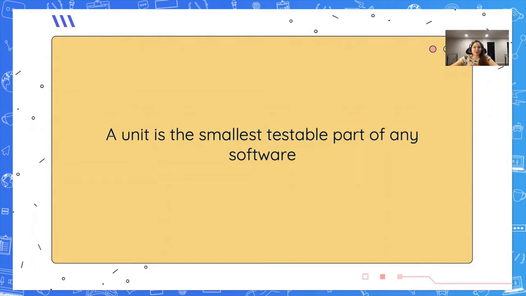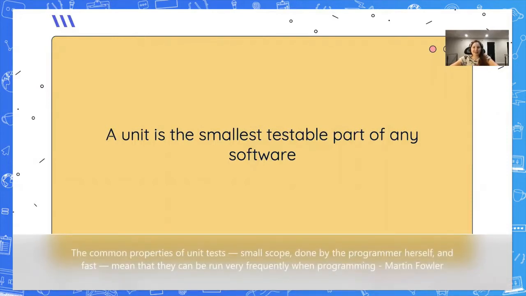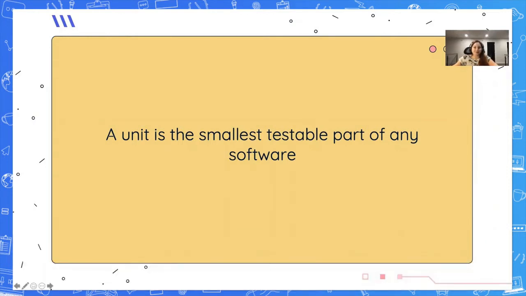I like the definition of unit test by Martin Fowler, who is a well-known figure in software development. He says, the common property of unit test is small scope, it's done by the programmer herself, and it's fast. So you can run them really frequently while you're programming.